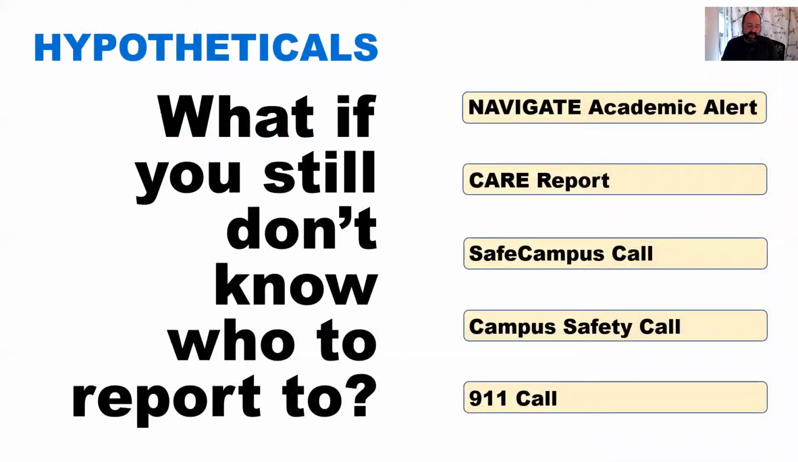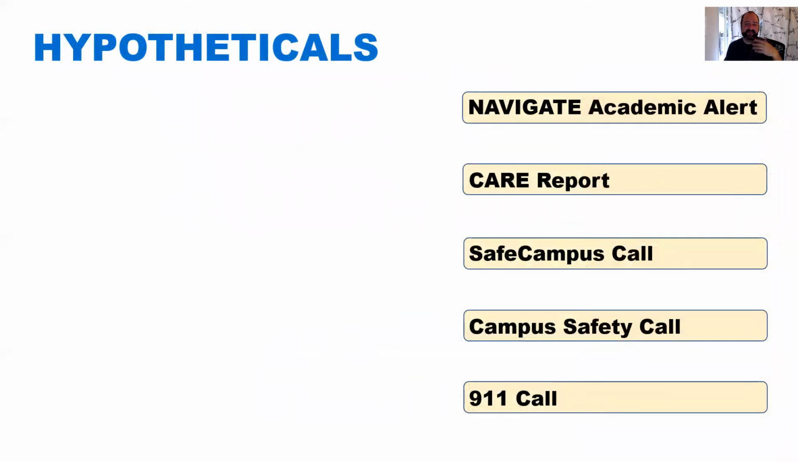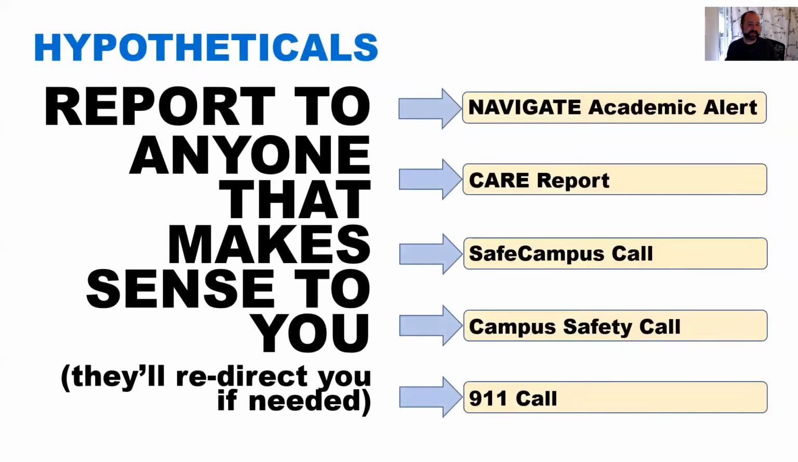What if you don't know, after all this, who you're supposed to call or contact or which form you're supposed to use? What if it's a gray area where it overlaps and it's behavioral but also academic? Don't stress about it. Report it to anyone that feels appropriate to you, that makes sense to you, and they will redirect you to the appropriate person. Like, don't call 911 because your student failed your exam. But pick the one that makes sense to you if there's overlaps, and they're totally trained to help you also submit somewhere else if you need to, okay?